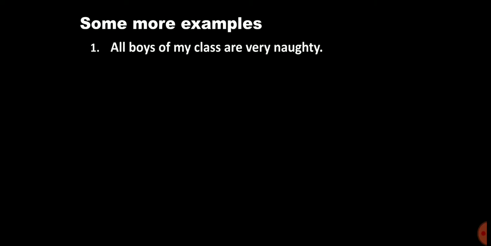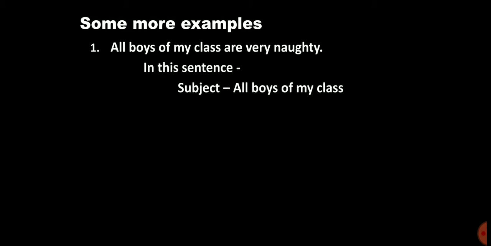All boys of my class are very naughty. In this sentence, subject: all boys of my class. Predicate: are very naughty. In this sentence, we are talking about all boys of my class. So, all boys of my class is the subject. And what are we saying about all boys of my class? That they are very naughty. So, are very naughty is the predicate.